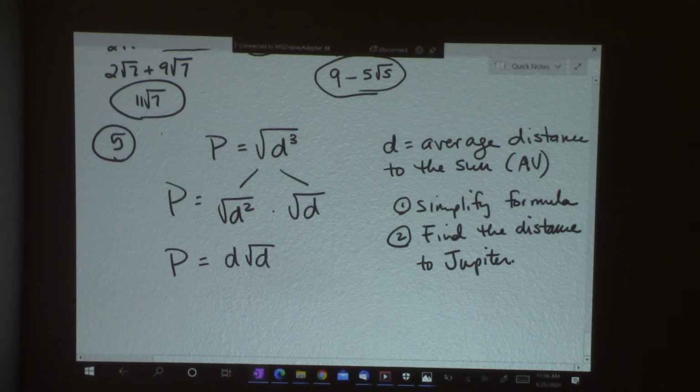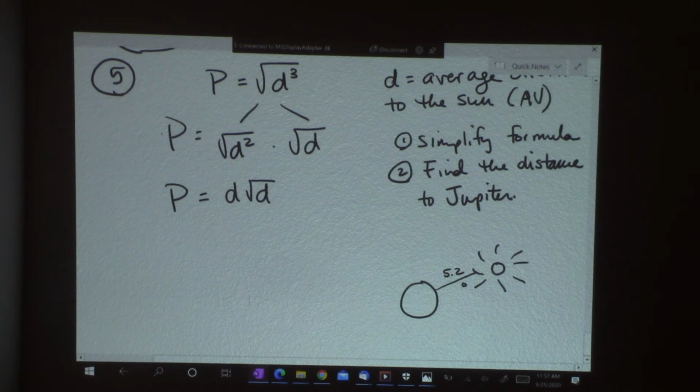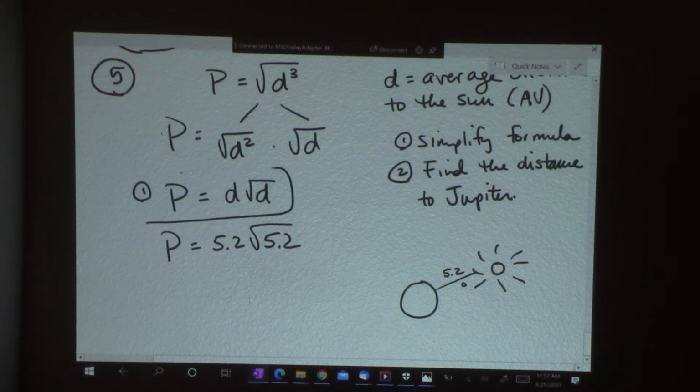So there's my formula. And you didn't see this in the picture. I couldn't do that. So here's the sun, and here's Earth, and then here's Jupiter. It's huge. And the distance here is 5.2 AUs. I don't have room to write AU in the picture. Okay, so all we do is this. 5.2 square root of 5.2. Here's number 1, simplified formula. And number 2 is that.